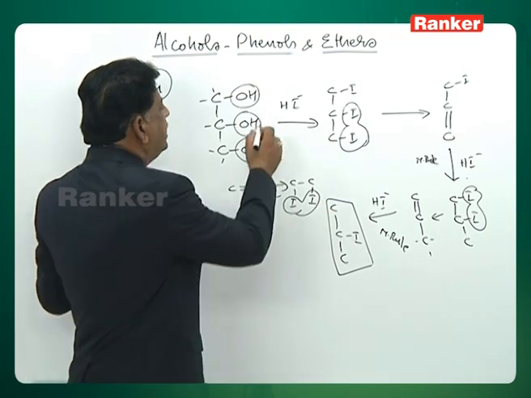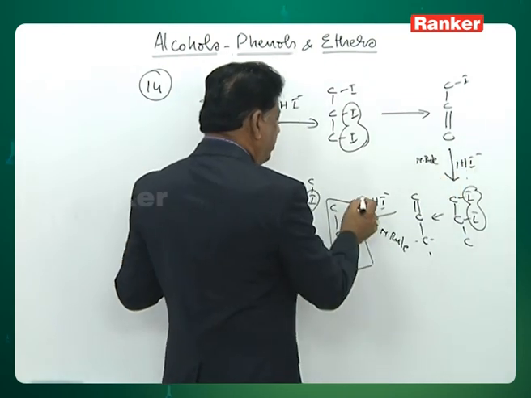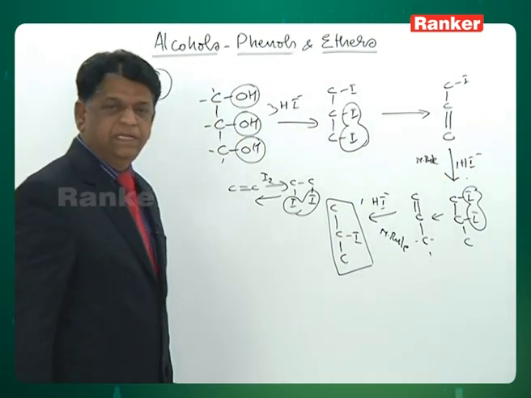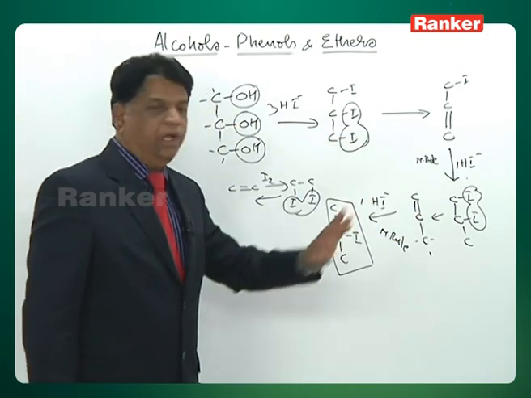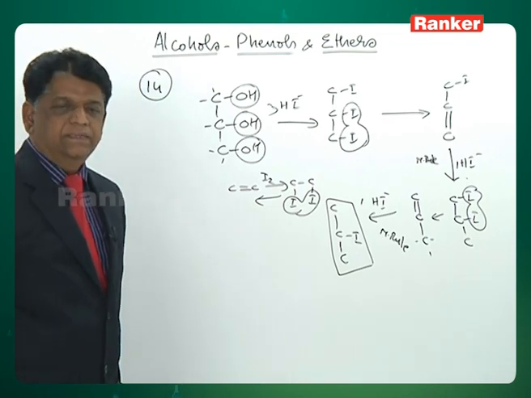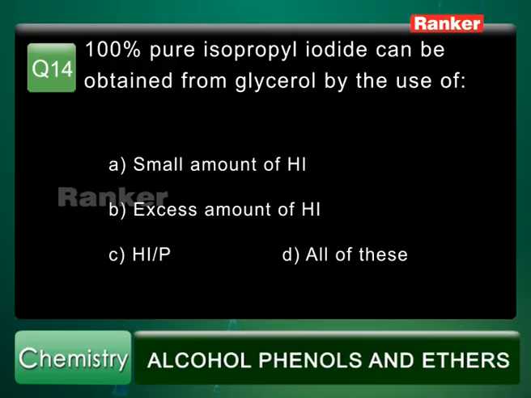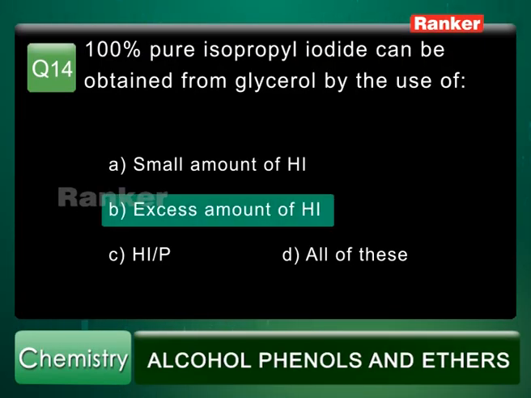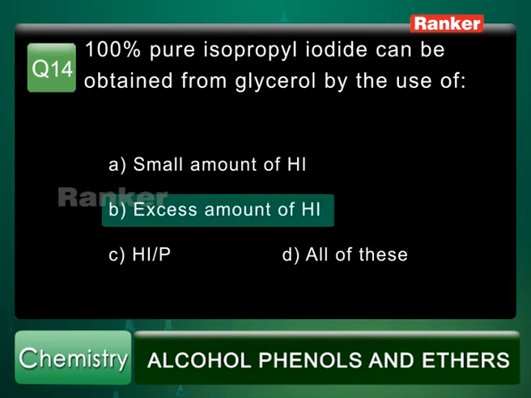Here 3 moles are consumed, here 1 mole of HI, here 1 mole. A total of 5 moles of HI is consumed. However, twice you are also removing the iodine. So the reaction leads to isopropyl iodide. It's a wonderful reaction, commonly asked in different other examinations also. So the answer is therefore B. B is the right answer.